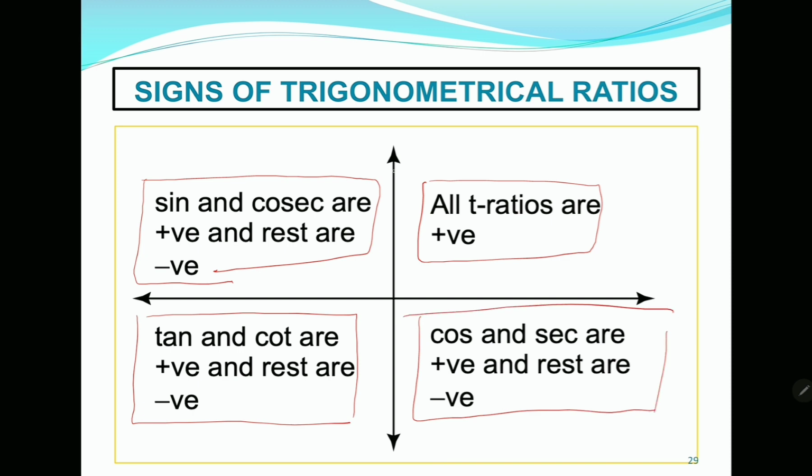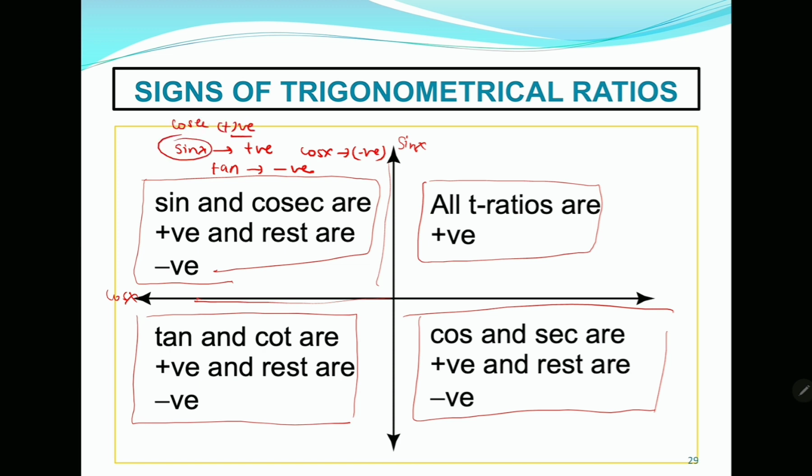See, in the second quadrant, as the y-axis is positive and the x-axis is negative, I can say the y-axis is sin x and the x-axis is cos x. So in the second quadrant, cos x is negative and sin x is positive. If sin x is positive and cos x is negative, therefore tan will also be negative. And if sine is positive, then the reciprocal of sine, cosec, is also positive.